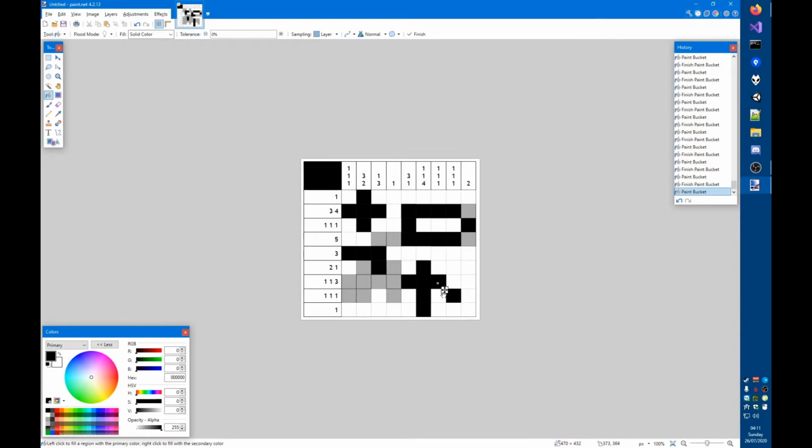We need 3 singletons in this column. That finishes the 3, and in fact now there's only one place to put everything. Same in the first column. Here we have a 3 and a 2. There's only one way to place that.